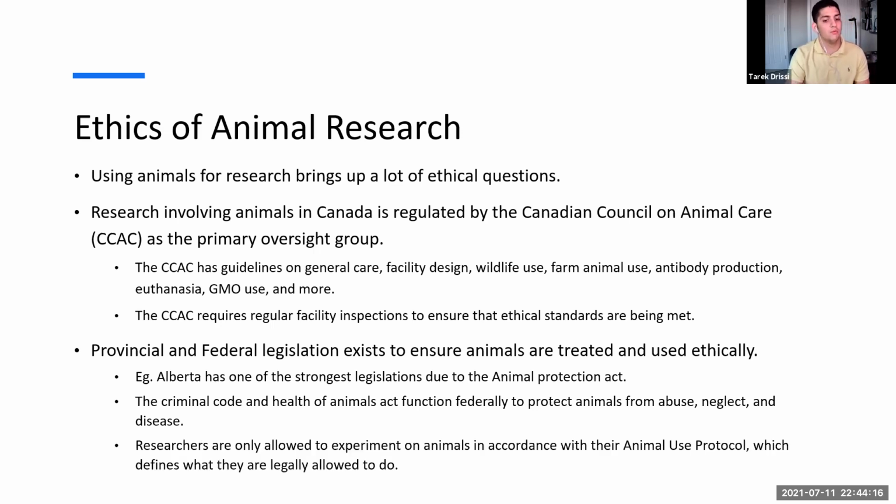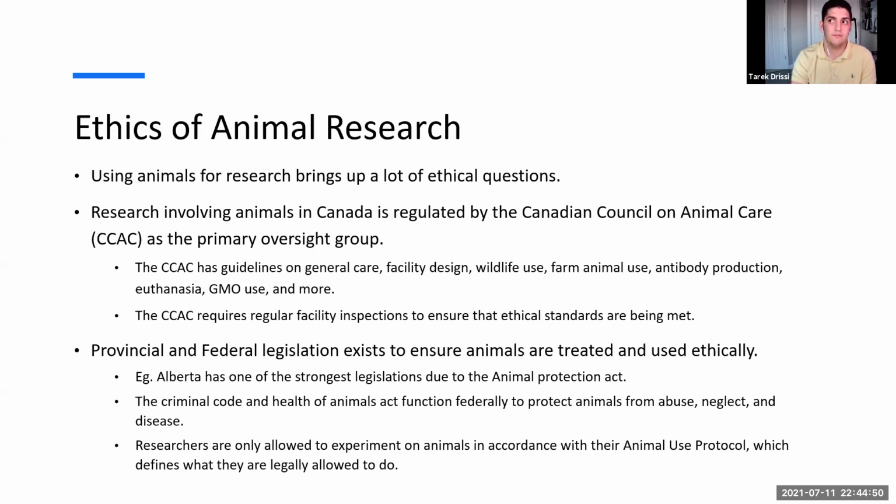So researchers are only allowed to experiment on animals in accordance with their animal use protocol, which defines what they are legally allowed to do. So I can't just go into my lab, take a fish and dissect it and do whatever I want with it. I can't take a fish, make embryos, and do whatever I want with them. I need to be approved, or else it's a criminal act. So you can only do with your animals what you're approved to do, and the only way you can get approval is if it's ethically okay to do.